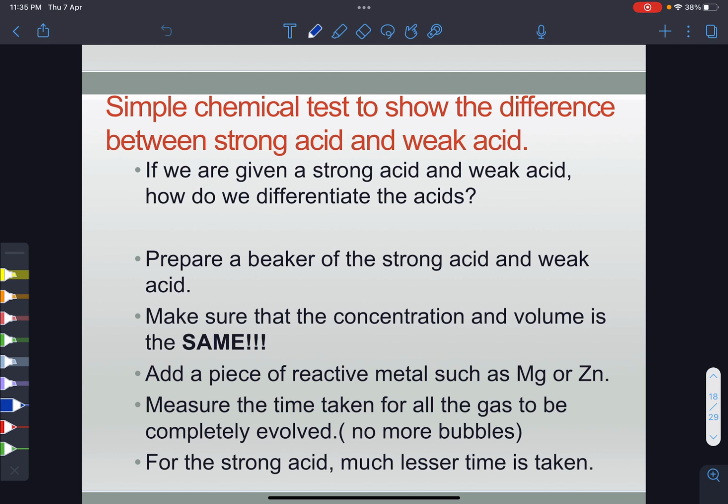And you will choose the reactive metal, such as magnesium or zinc. You don't just say add reactive metal, that's too vague. That's the idea here. Alright, next.